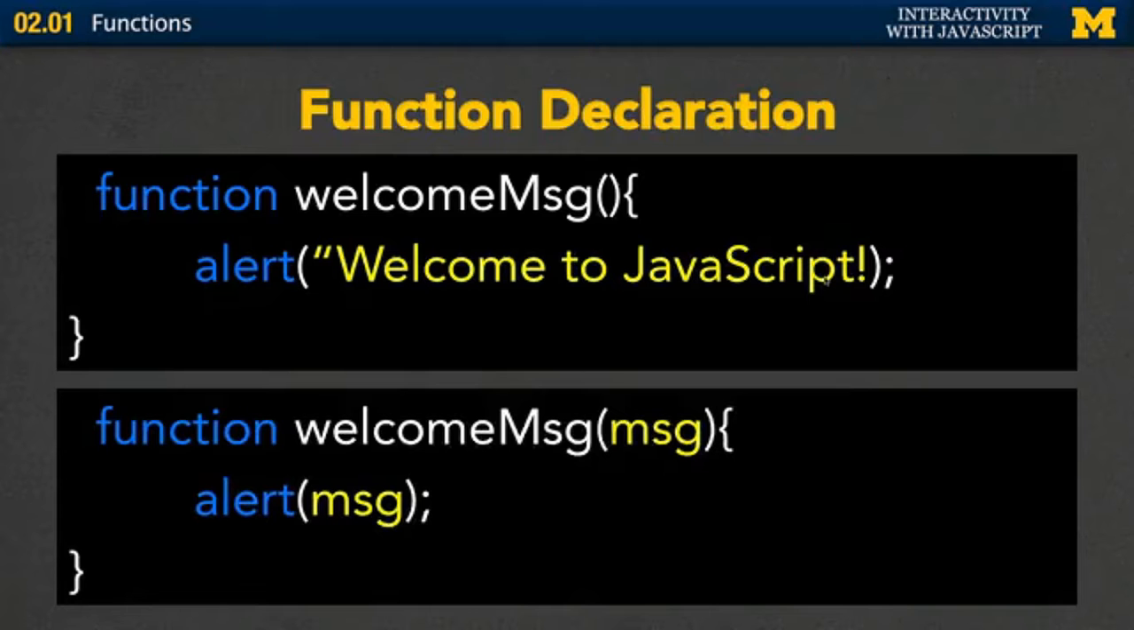Here's another very similar function. The only difference is that this time I went ahead and included a parameter list, which says, hey, now instead of saying welcome to JavaScript every time we run this function, it's actually going to give an alert of whatever message you tell it to, in what we call real time. So the first step in using functions is to do this function declaration where you use the keyword, the curly brackets, and the parentheses.